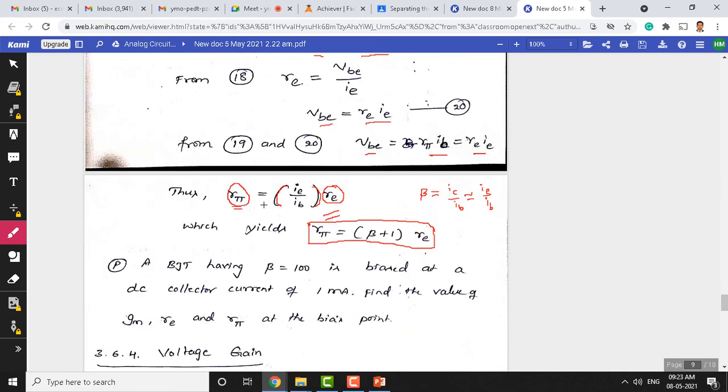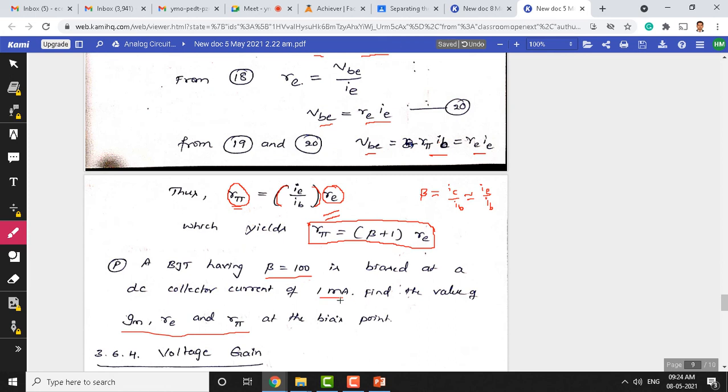I expect the students to work out this problem. Okay, and by the time I take attendance, just arrive at the solution. Everybody should have a long notebook with you and copy this problem. A BJT having beta of 100 is biased at a DC collector current of 1 milliampere. Find the value of gm, Re, and Rπ. Just work out this. At the end of the class, I look forward to obtaining the solution from all of you.